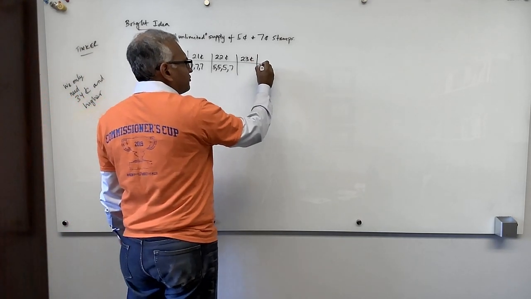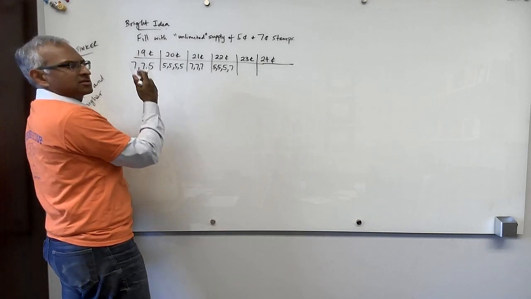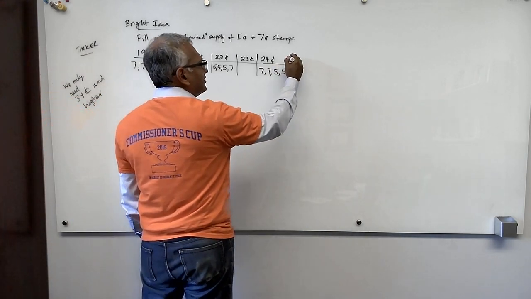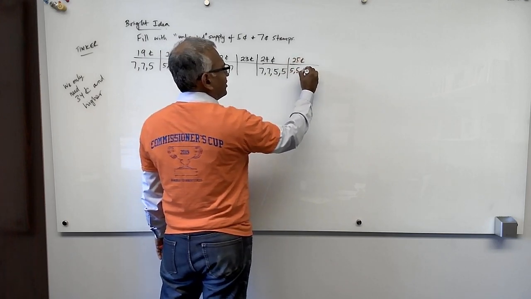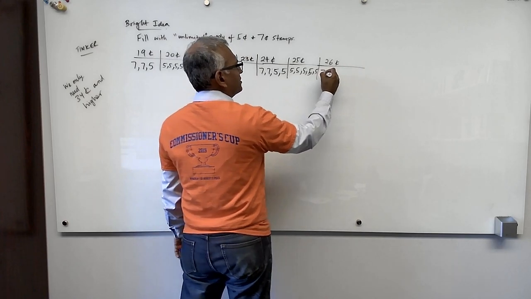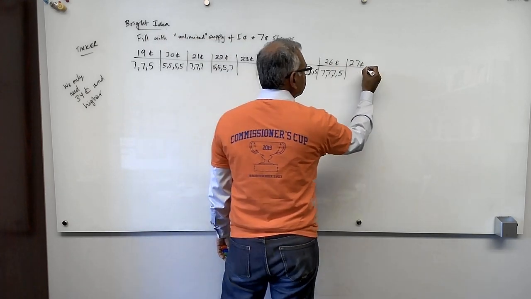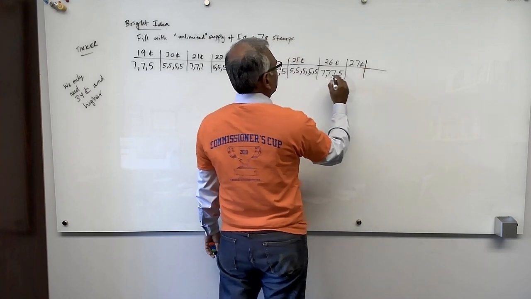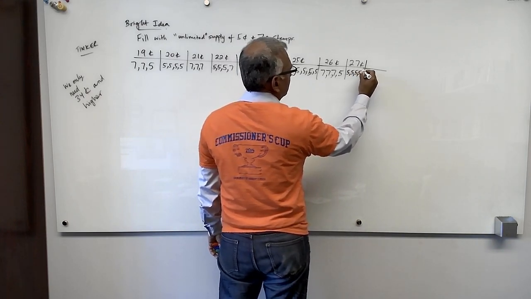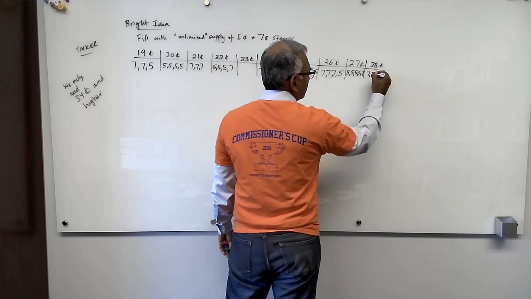So let's keep going. 24 cents. How do we make 24 cents? We were able to make 19 cents, so let's just add 5 cents: 7, 7, 5, 5 is 24. What about 25? 25 is easy: 5, 5, 5, 5, 5. What about 26? 26 is just as easy: 7, 7, 7, 5. What about 27 cents? I can do 5, 5, 5, 5 and a 7, so this is 20 plus 7. What about 28? 28 cents: 7, 7, 7, 7.